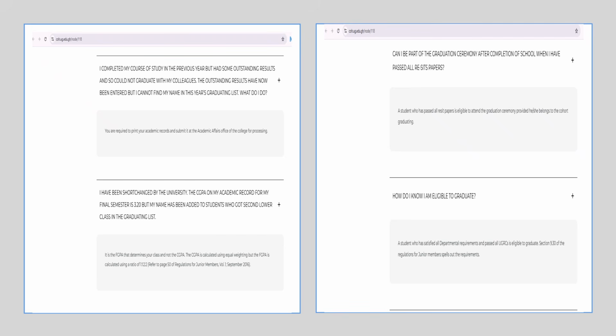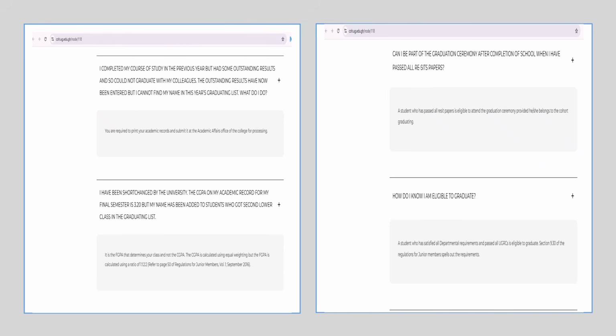Now, I want to read a question on the right hand side before I come to the left hand side. That's my last question, and I'm going to translate it to the calculation we're going to do. Can I be part of the graduation ceremony after completion of school when I have passed all my resit papers? And the answer is, a student who has passed all resit papers is eligible to attend the graduation ceremony, provided he or she belongs to a cohort of graduates.